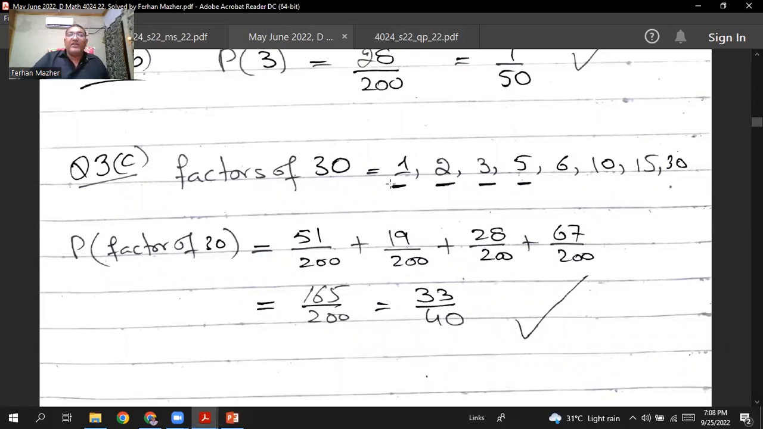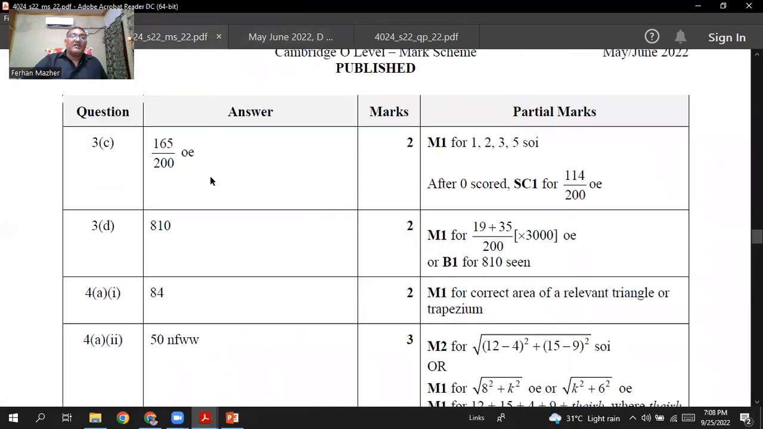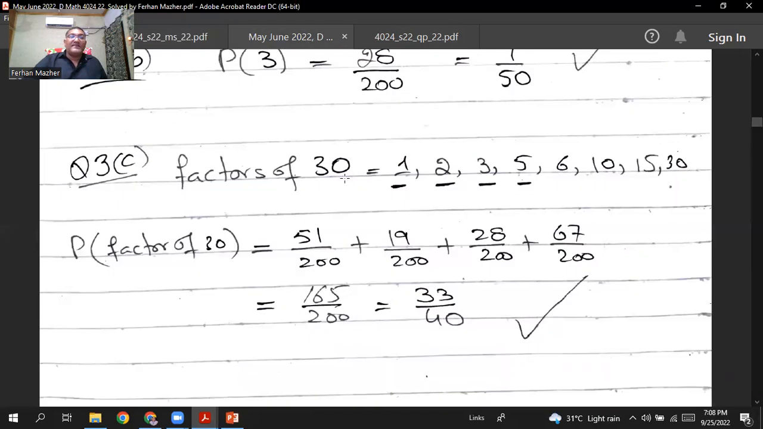You see the probability of the 1 is 51 by 200, the probability of the 2 is 19 by 200, the probability of 3 is 28 by 200, the probability of the 5 is 67 by 200. So just add them up. It will be 165 by 200, that will be 33 by 40. 165 by 200 is the right answer, sir.